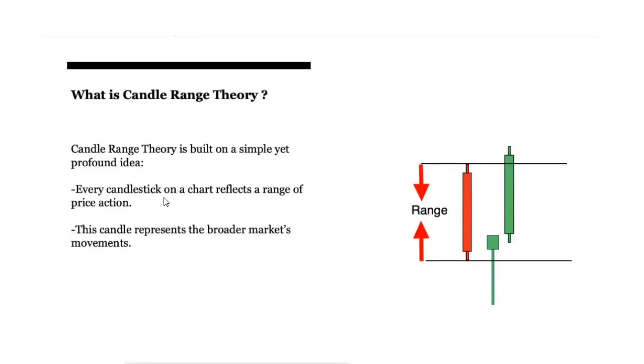So when we talk about the candle range pattern, it is just a three-bar candlestick pattern. We can call it a three-bar candlestick pattern. So we'll call it a swing eye.